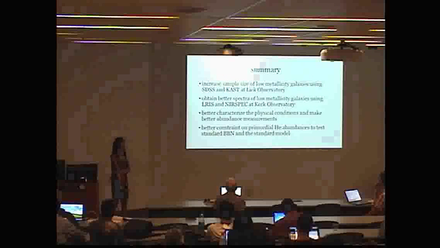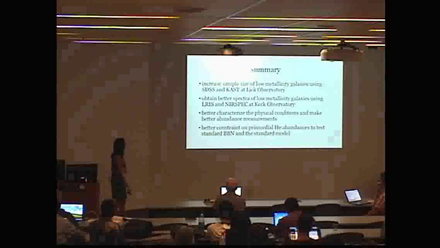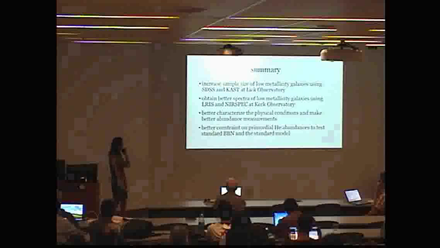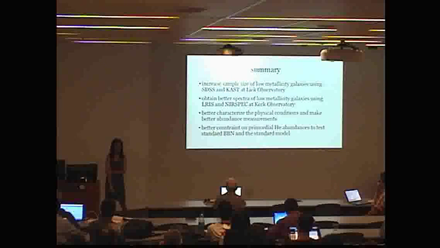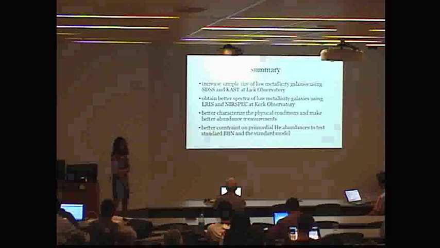So we are working on increasing the sample size of low metallicity galaxies with SDSS and CAST. And we've obtained better spectra of these objects using LRES and NearSpec at Keck. And we will be able to better characterize the conditions and the abundances in these systems and hopefully provide a better constraint on primordial helium abundances so that we can test the standard model.